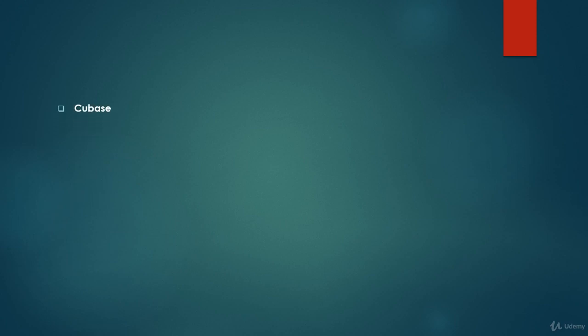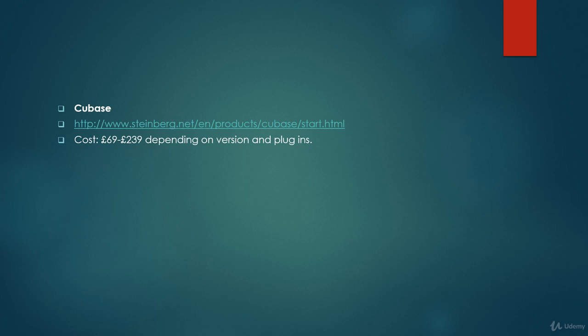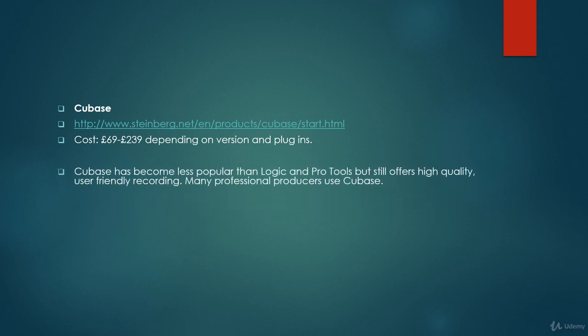Now there are some other programs out there that people are getting great sounds from. Cubase is one of them, little link to Cubase. It costs between £69 and £239, depending on the version and the plugins that you're using, so not too bad. It's become less popular than Logic and Pro Tools, but it still offers high-quality, user-friendly recordings. One track that I did quite well with was recorded on Cubase, and many professional producers still use Cubase.